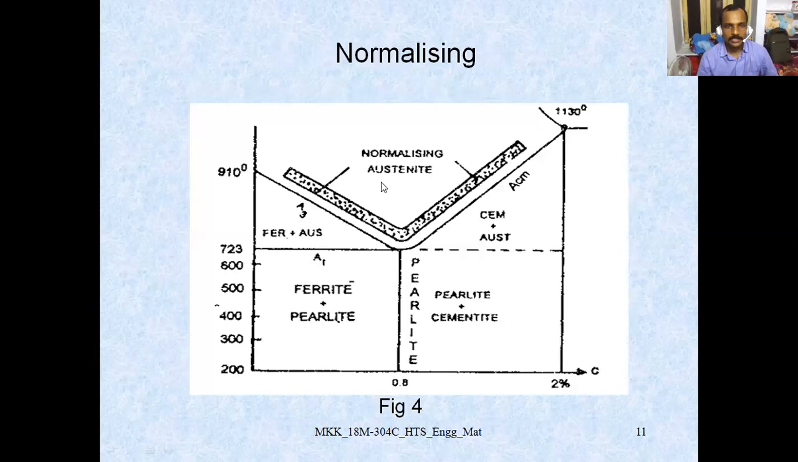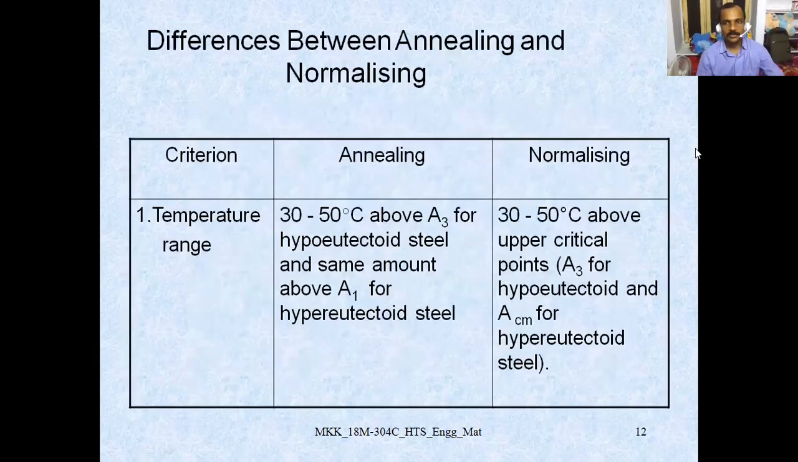Coming to the normalizing diagram, we have already studied this. This is the ACM, this is A3, the critical temperatures, this is the normalized region, and this is the austenite. These are the temperatures, and this is the carbon content. Here it is ferrite plus pearlite, and pearlite plus cementite. This is the pearlite. Ferrite plus austenite, cementite plus austenite, and this is 910 degrees centigrade, and this is 1130 degrees centigrade.